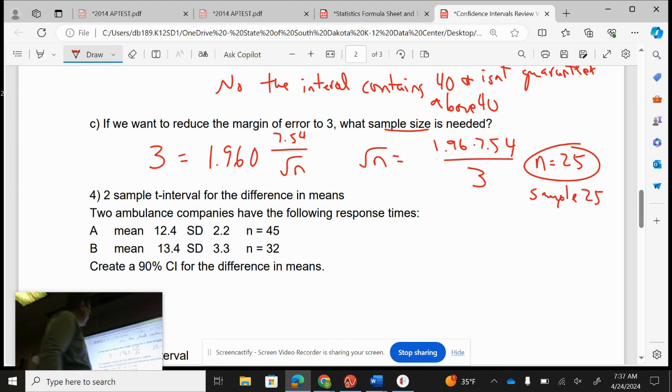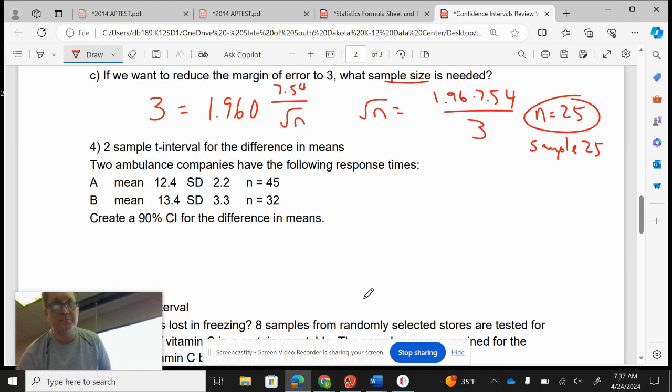Okay. Next one, difference in means. All right. So this, in terms of what is the parameter we're looking for, the difference in the two ambulance times. We got ambulance company A and ambulance company B. It looks like A is a little bit slower or a little bit faster, I guess, because it's their response time in minutes. So they're about a minute faster. So that would result in a negative. But let's jump in.